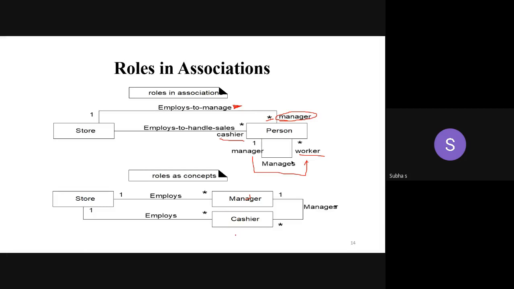Similarly, you can have worker. So here you have displayed role as concept. There you have mentioned the role in the association itself. This line is your association. Here, at the end of the particular class name, you can't write cashier, because cashier is associated to person only. The role of the person is cashier. These are all small things, but easy things you have to remember while drawing.